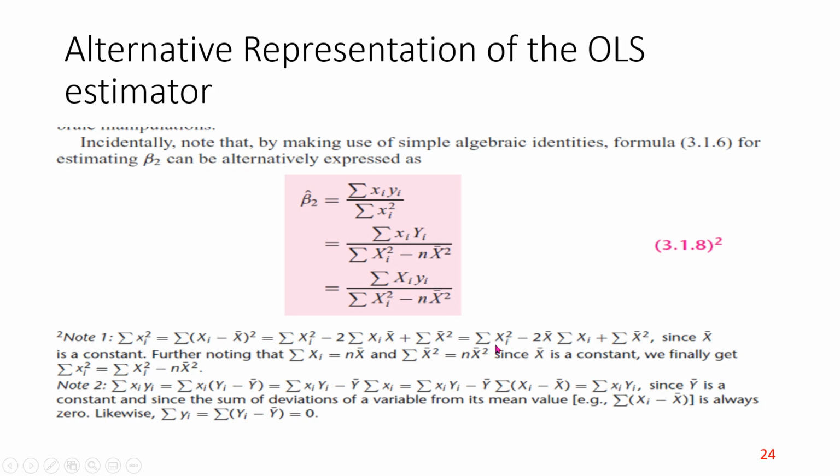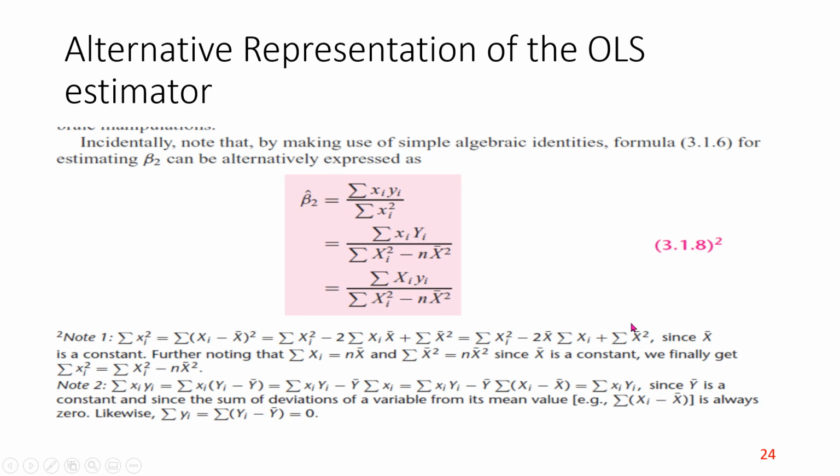So sum of xi square as it is, minus 2 times x bar. You know that x bar means mean of x, which is a constant, so I bring it outside the summation sign and then I apply summation just on xi. So I have this minus 2 times x bar times sum of xi, plus sum of x bar square. Once again, this x bar square means a square of a constant, which is again a constant.